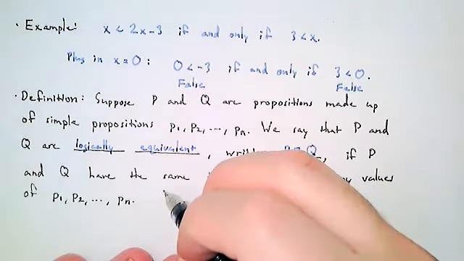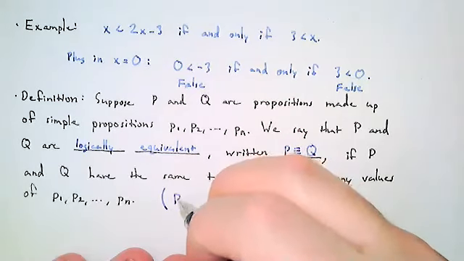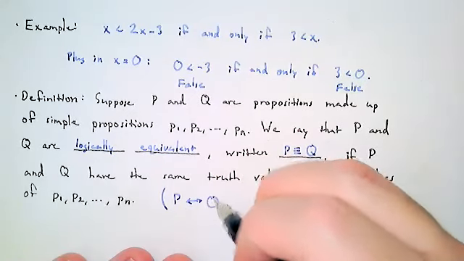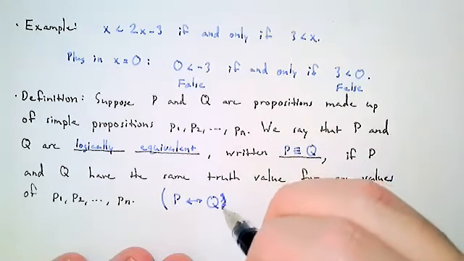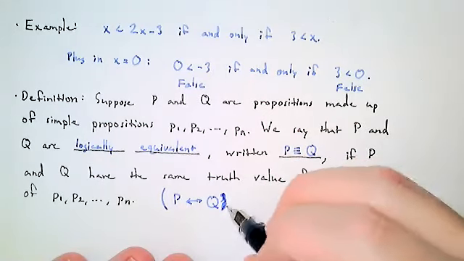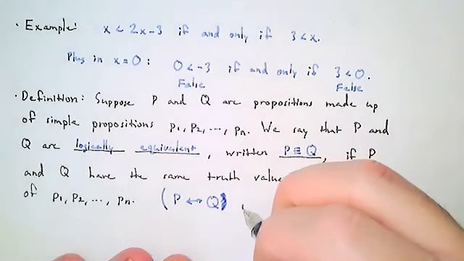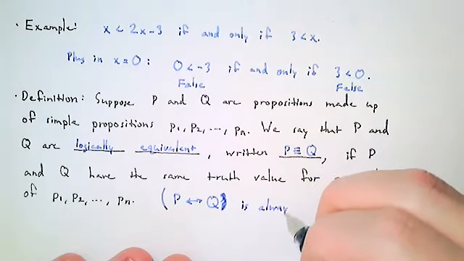So another way to say this is that P, capital P, if and only if capital Q, if this is always true, because they always have the same truth value.